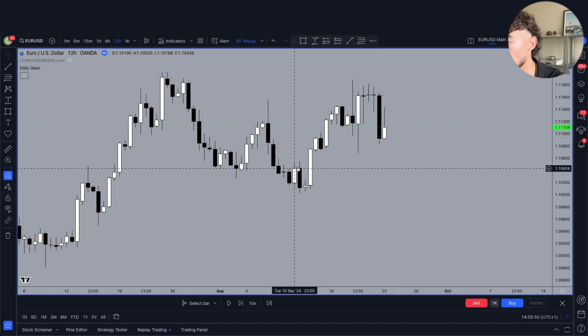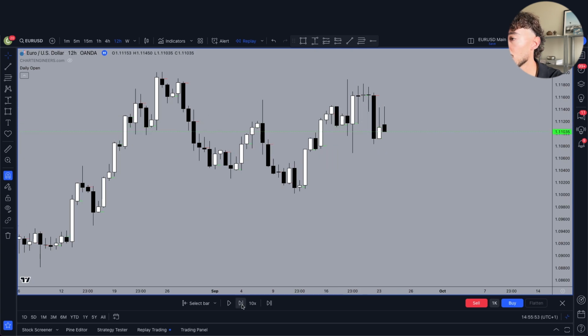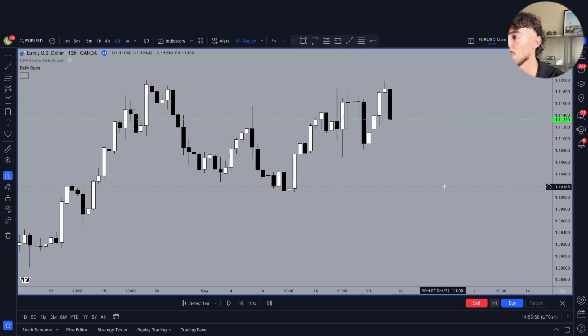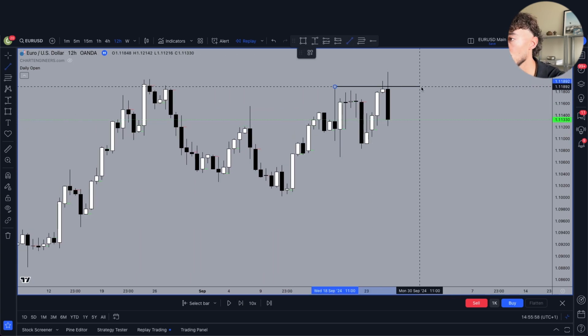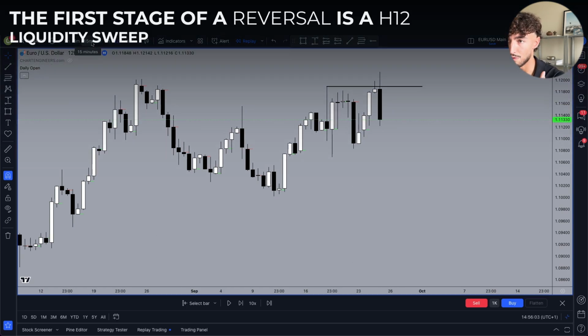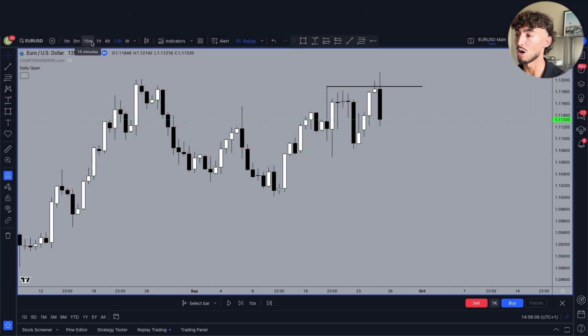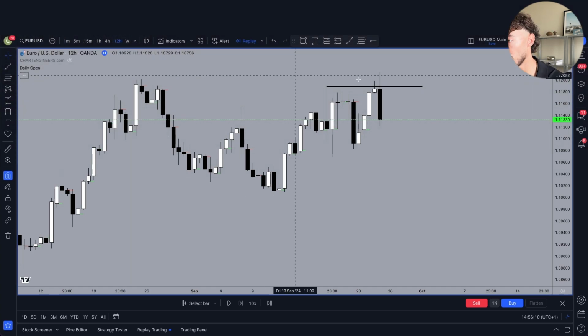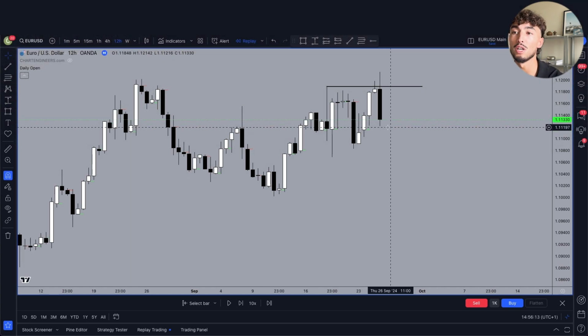You can see how H12 is going higher here. It's trending up, and you can see how it's pushing higher. And right now you can see that it has taken out this H12 high, right? So at this point we can go to the H1 because the first stage of a reversal is a H12 liquidity sweep, the most important part. After that, we closed as a sweep here. It's a confirmation. We can go to the H1 and look for market structure.